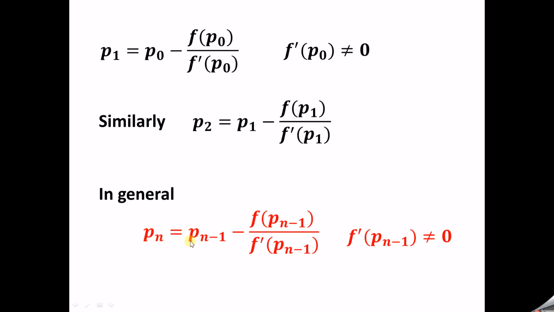Pn equals Pn minus 1 minus F of Pn minus 1 over F derivative of Pn minus 1, where F derivative of Pn minus 1 is not equal to 0. So this is the general formula to find the approximations in the Newton-Raphson method, or simply we call it Newton's method. So let us go to the next slide where we look at an example.